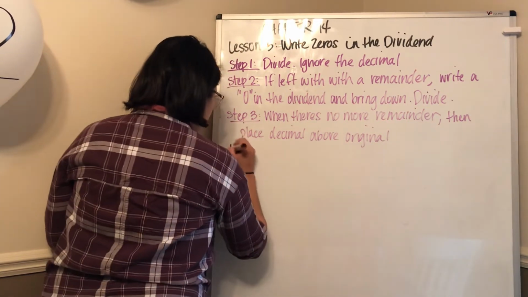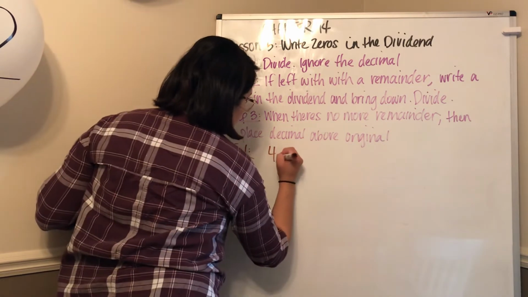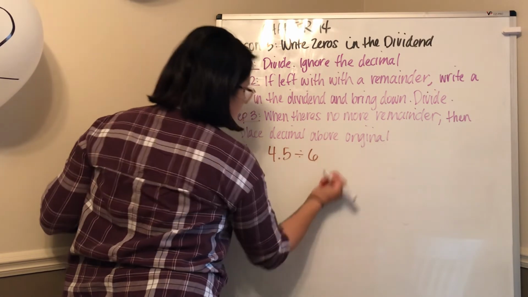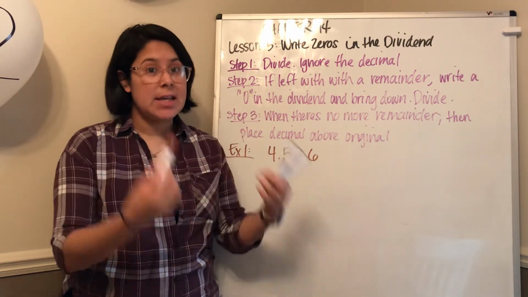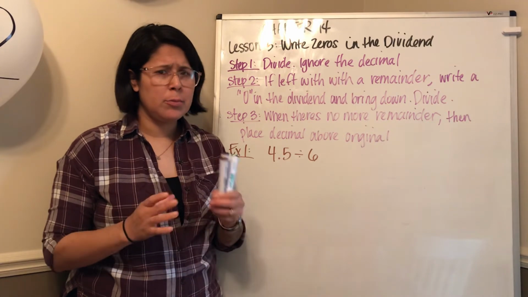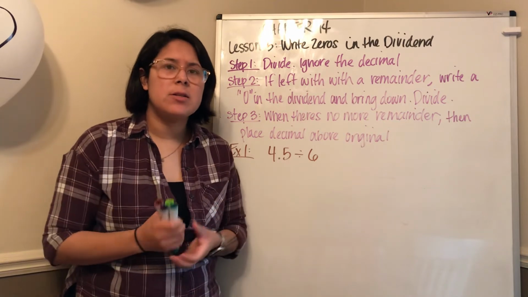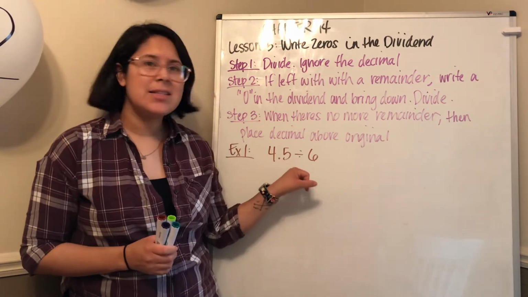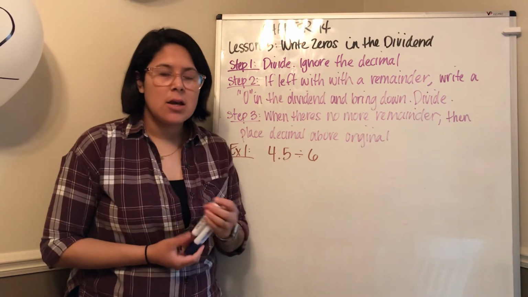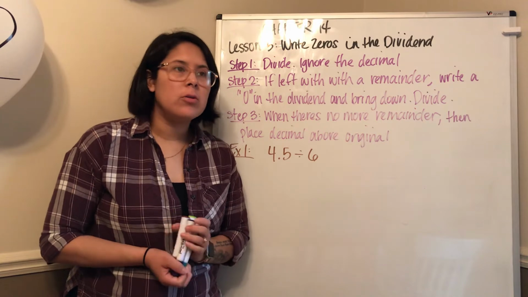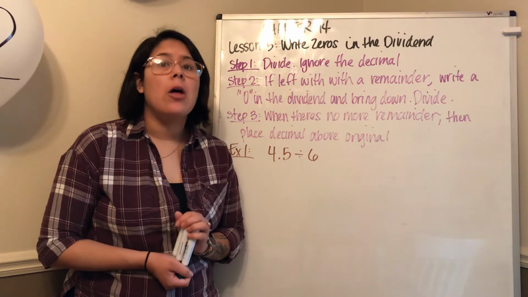Okay, so let's follow the steps. Here's example 1. We have 4.5 divided by 6. If you think about this really quick, you're always supposed to put the big number on the inside of the division bracket because you have to have a big number that needs to be divided into a smaller number. Well, that's not the case here. This is the smaller number, 4.5 divided by 6. Before, when you didn't know how to do this, we would tell you, no, that doesn't make sense. You have to have the bigger number on the inside.